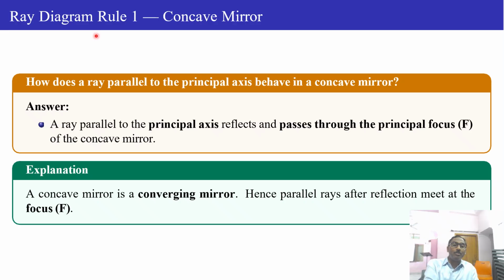Ray diagram rule 1, concave mirror. How does a ray parallel to the principal axis behave in a concave mirror? A ray parallel to the principal axis reflects and passes through the principal focus of the concave mirror. A concave mirror is a converging mirror. Hence, all parallel rays after reflection meet at the focus F.